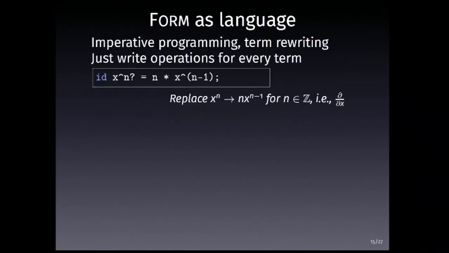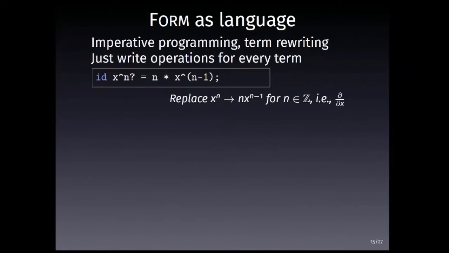As a programming language, I would say FORM is using some style of imperative programming and using the term rewriting system. So you just write operations which will be applied for every term. So this id statement, id is an abbreviation of identify, which performs a replacement like this. And this question mark means that it's a wildcard. So actually, it matches x to n, where n is any integer, and it is replaced by the expression. That means just the derivative of x.